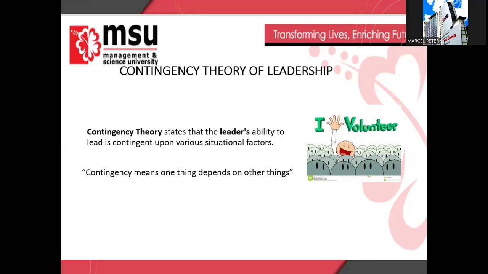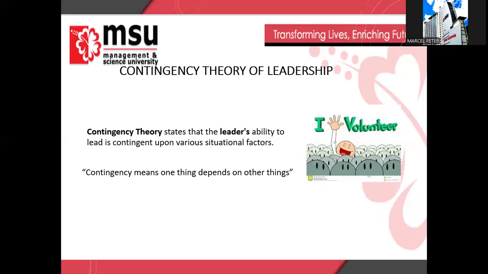Leadership success depends on situational factors, and what works in one situation may not work in another. Situational factors can include the task, the people involved, and the environment or the crisis. So the contingency theory believes that leadership style must match the situation. Leaders must be flexible, and the situation will determine the leadership success.